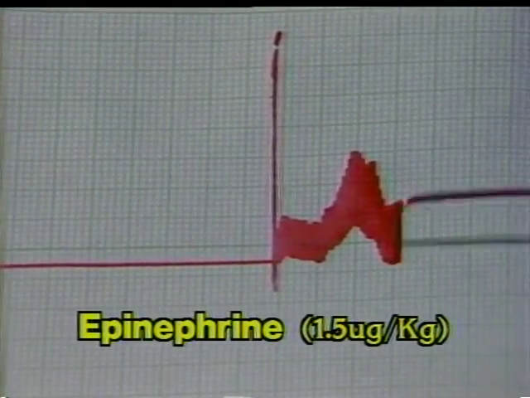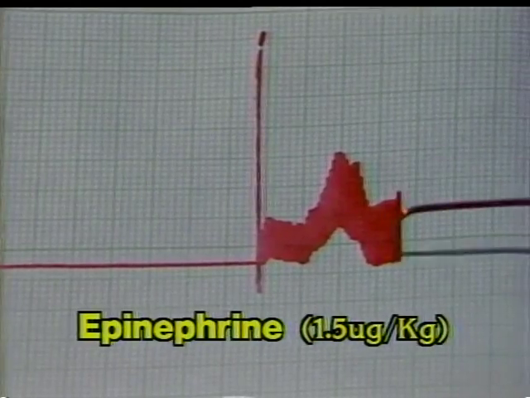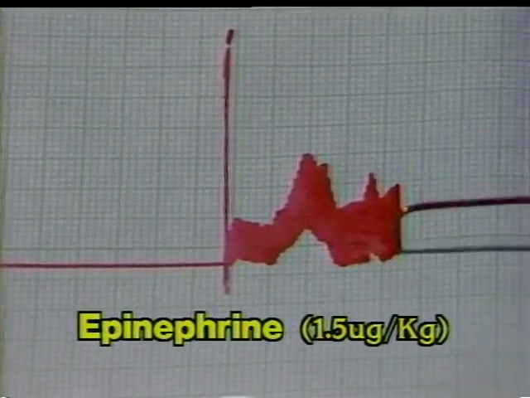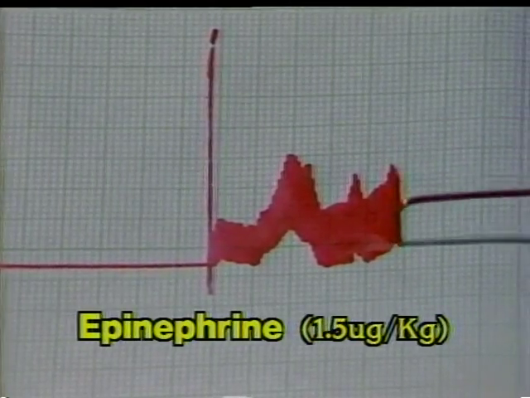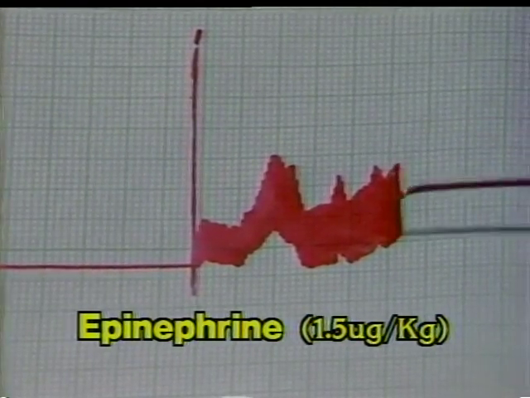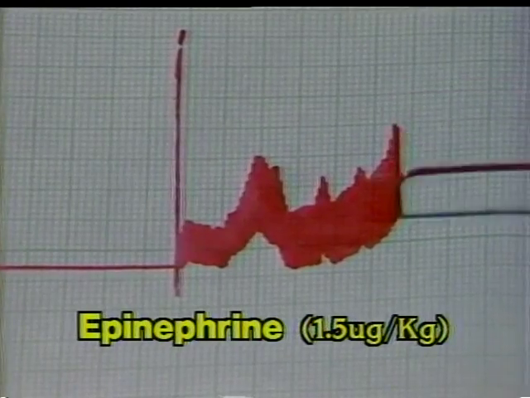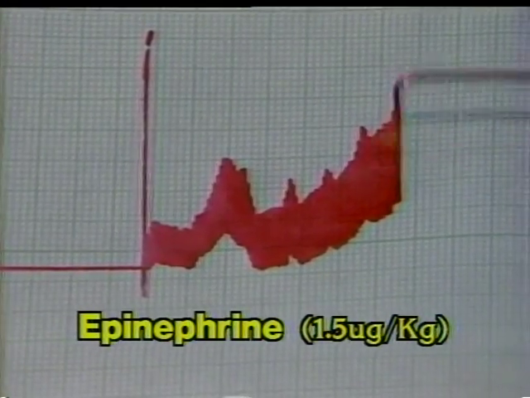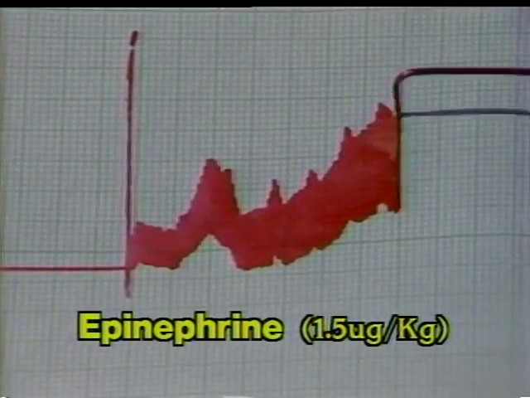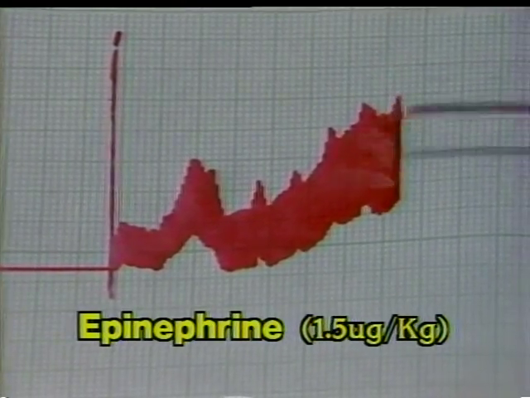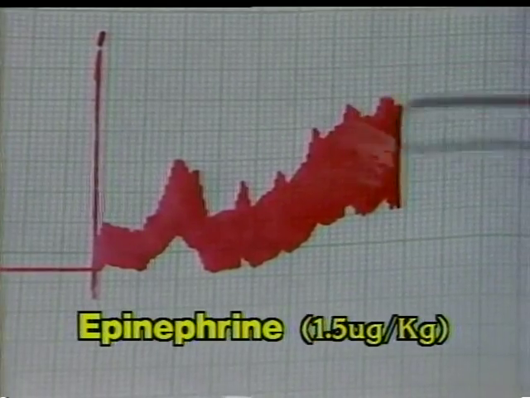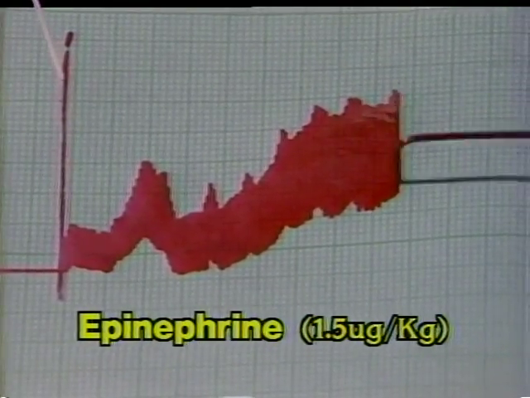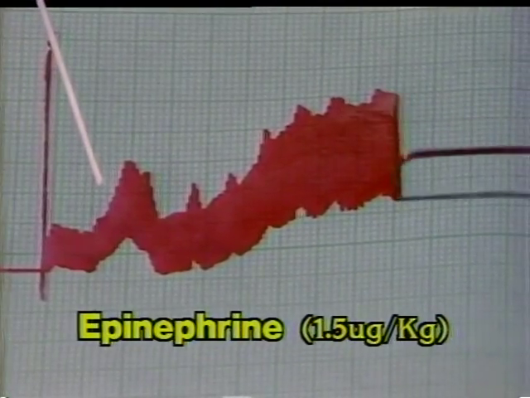Following an injection of a large dose, 1.5 micrograms per kilogram of epinephrine, we expect an increase in blood pressure because the overall effect of stimulating alpha and beta-2 receptors in blood vessels is vasoconstriction, leading to an increase in peripheral resistance and an increase in blood pressure. In addition, epinephrine acts on beta-1 receptors in the heart to increase the force and rate of contraction.